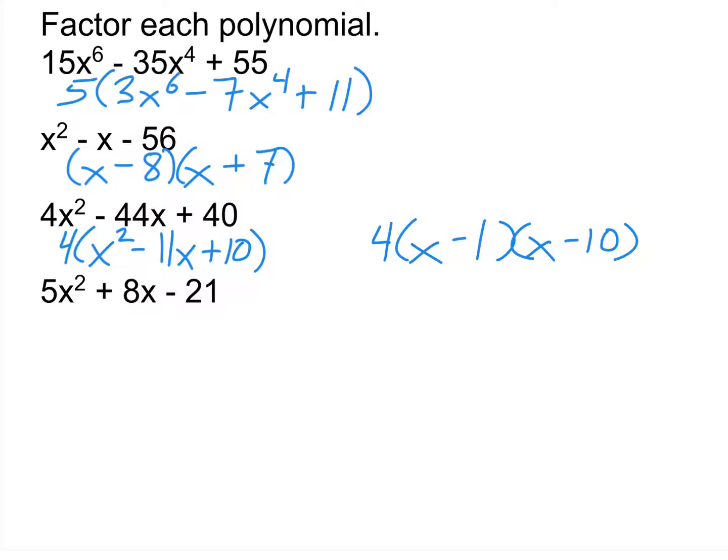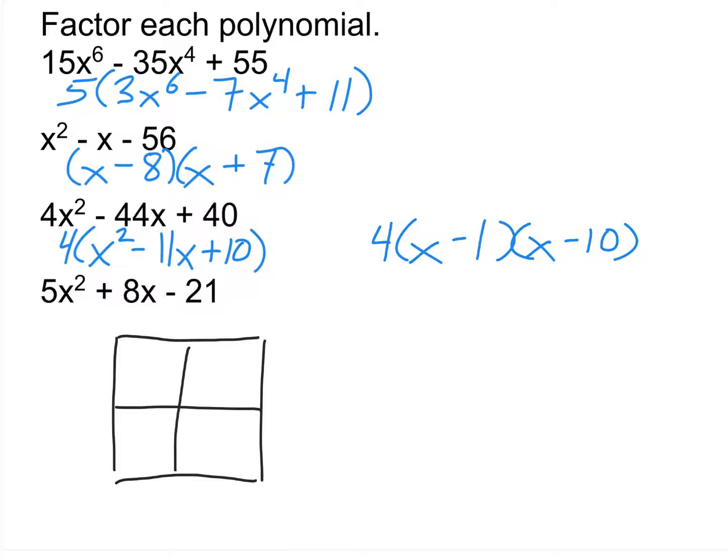And then finally, for that last one, it cannot be factored in terms of factoring out the 5 out of every term. In order to factor it, we're going to have to use the box method. Now, when setting up box method, remember the first term goes in the first box, and the last term goes in the last box.